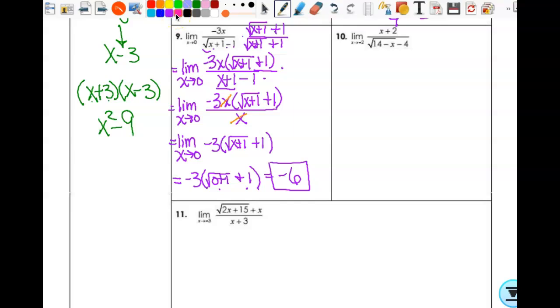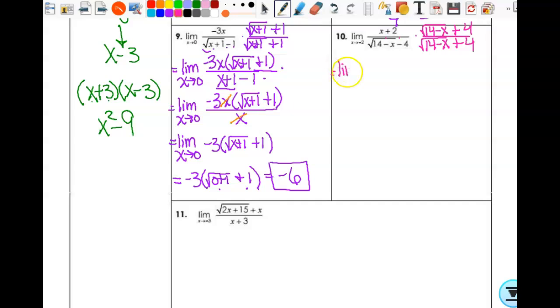So let's do 10. I'm going to multiply. This is going to be the square root of 14 minus x. Remember, we do not change the sign inside the square root. We change the sign between the two terms. So this will be plus 4, square root of 14 minus x plus 4.